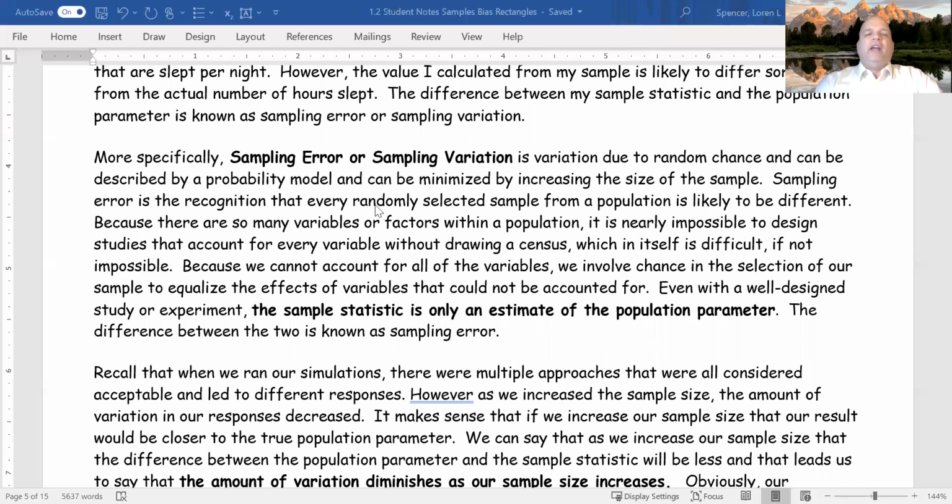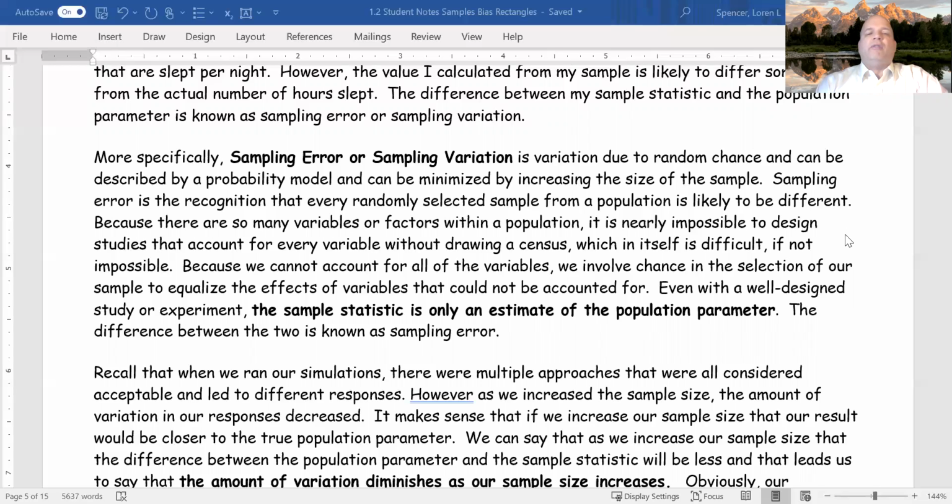Sampling error is the recognition that every randomly selected sample from a population is likely to be different. If you draw 100 names and everyone in the class were to draw 100 names, even though all the students were in there from Reagan, chances are we'd have different names drawn. All right, because there are so many variables or factors within a population, it's nearly impossible to design studies that account for every variable without drawing a census, which we know is almost impossible to do. The federal government spending billions is unable to do so very accurately.